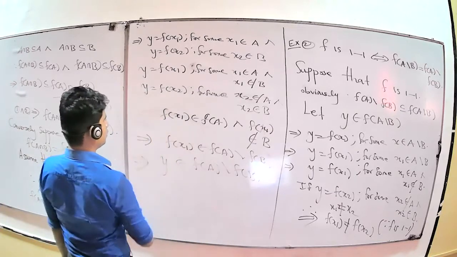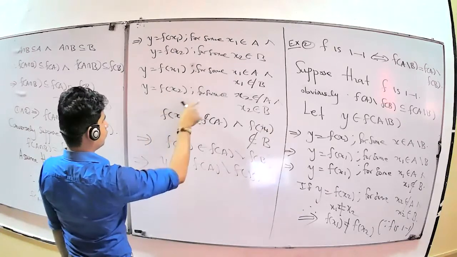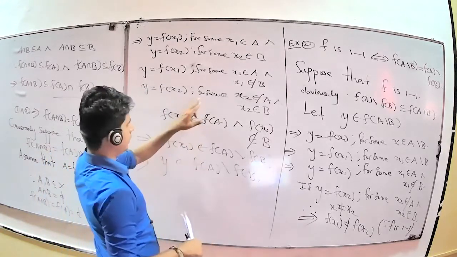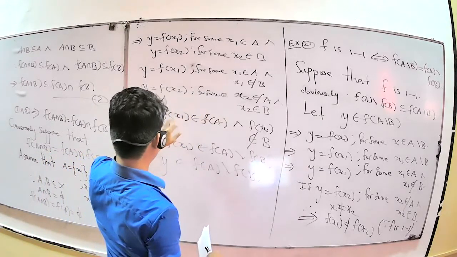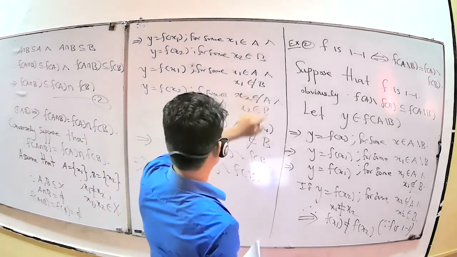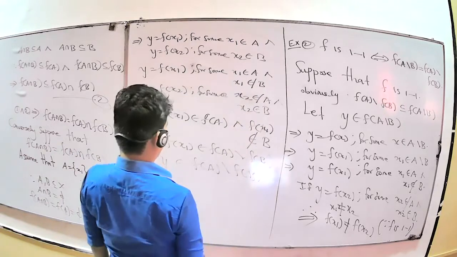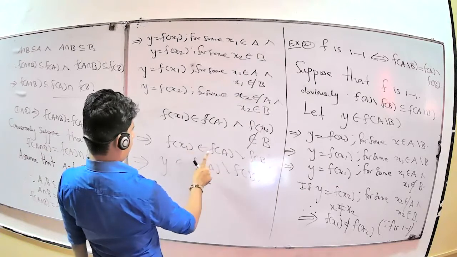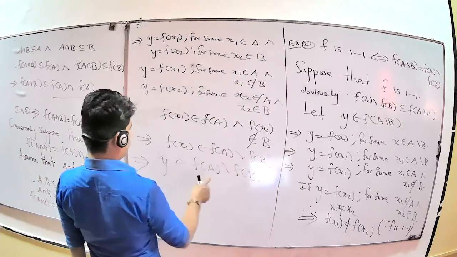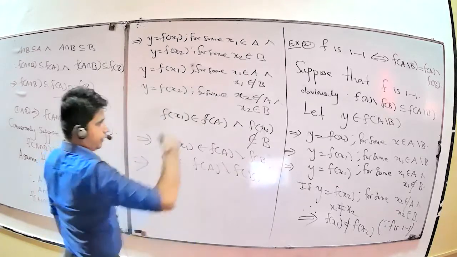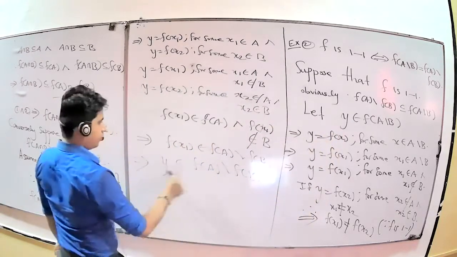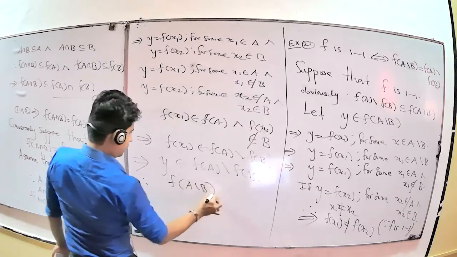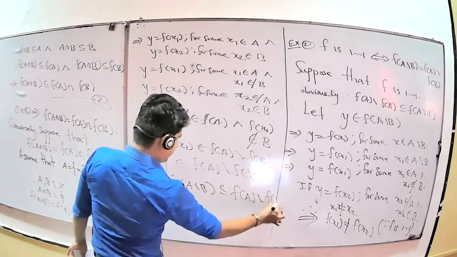Similarly, y equal f of x2, you can show that this belongs to f of which one? From this, f of x2 does not belong to f of A, and f of x2 belongs to f of B. Then we take y belonging to f of A minus B. Now we prove y belongs to f of A minus f of B. Therefore you can write f of A minus B is a subset of f of A minus f of B.